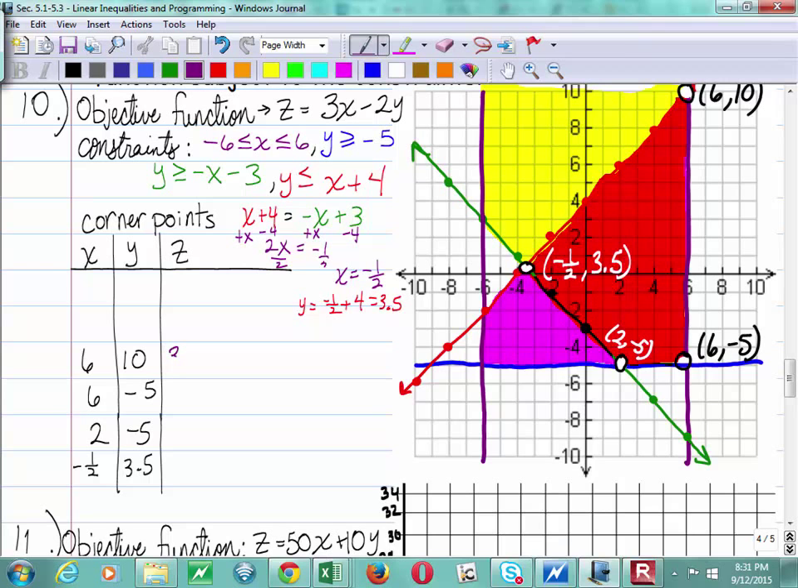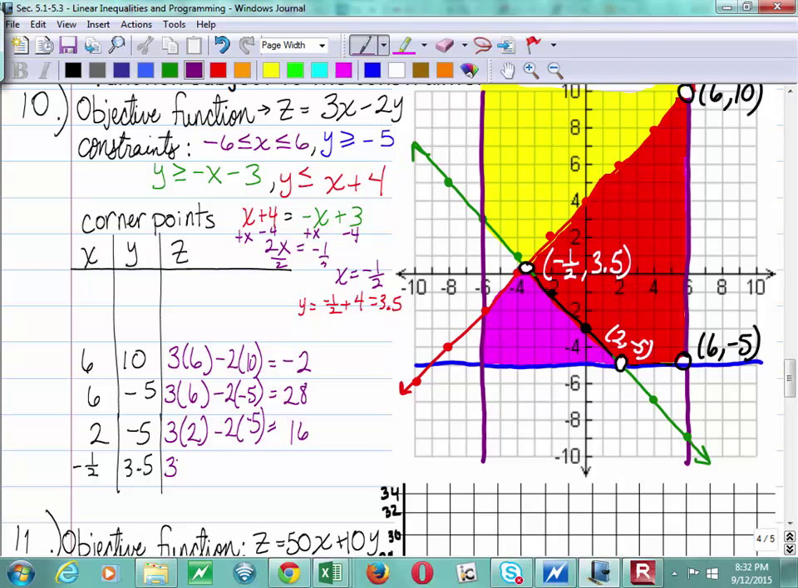So 3 times 6 minus 2 times 10, so that's 18 minus 20, which would be negative 2. And then 3 times 6 minus 2 times negative 5, that's 18 plus 10, which would be 28. And then 3 times 2 minus 2 times negative 5, that's 6 plus 10, which would be 16.